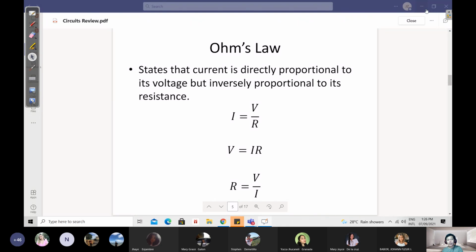Now, what if there's a question: which among the following is Ohm's law? The choices would be letter A, this; letter B, this; letter C, this; and letter D would be all of the above. What's my answer? A, B, C, or D? Again, the question is, which of the following is Ohm's law? Kindly answer. Answer is?